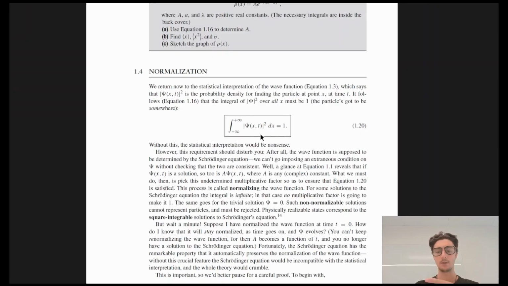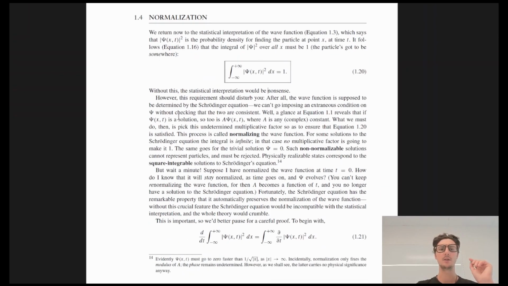This is basically saying if you observe everywhere along the axis, in this case it's 1 dimension, but you could do this integral in 3 dimensions. If you measure everywhere, you have a 100% chance of finding the particle somewhere. Without this, the statistical interpretation would be nonsense. However, this requirement should disturb you. After all, the wave function is supposed to be determined by the Schrodinger equation. We can't go imposing an extraneous condition on psi without checking that the two are consistent.